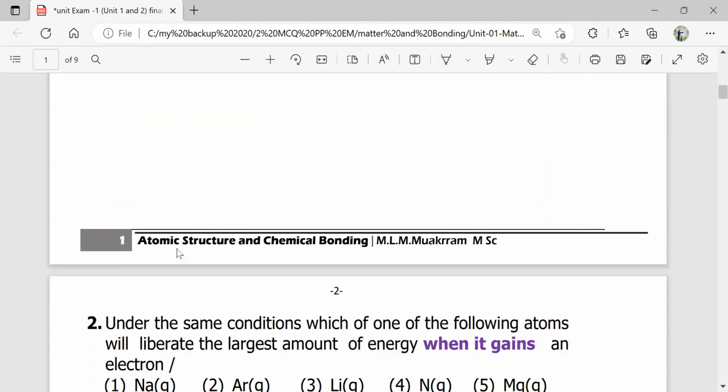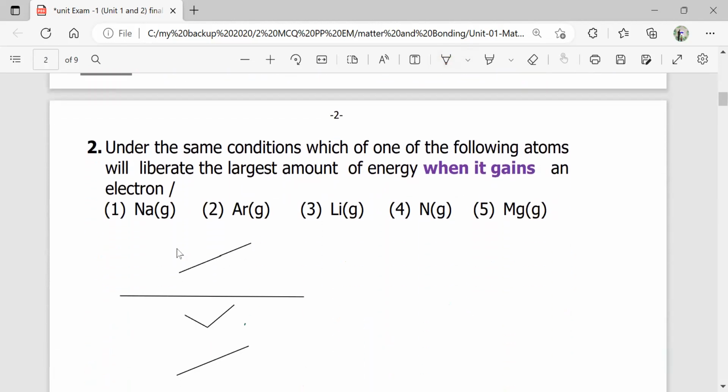Okay, that is the first question. Let's talk about the second one. This question is talking about electron gain energy. What do we mean by electron gain energy? Clearly, you have to understand that.